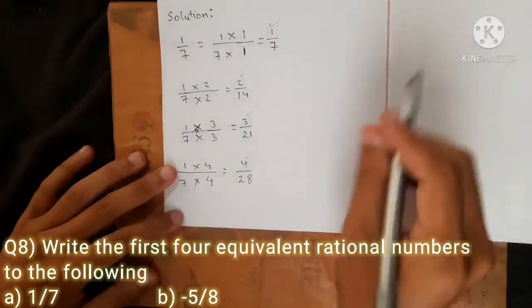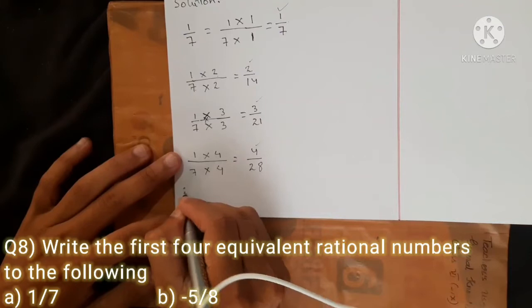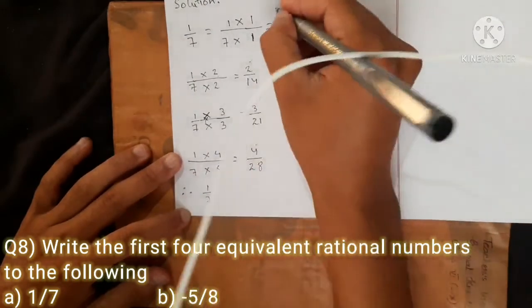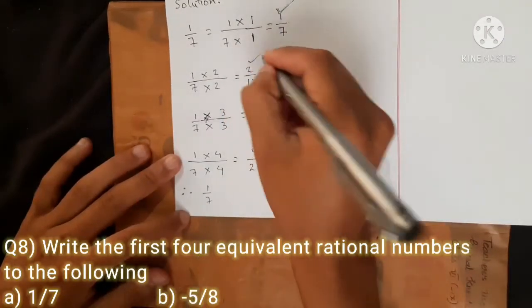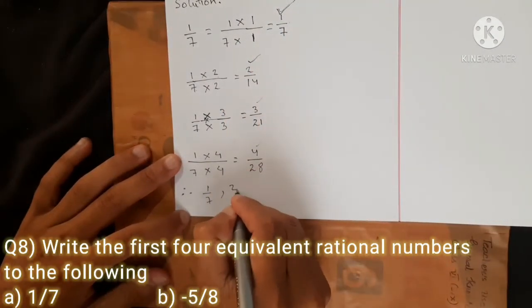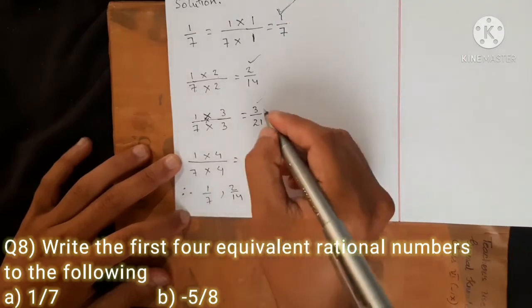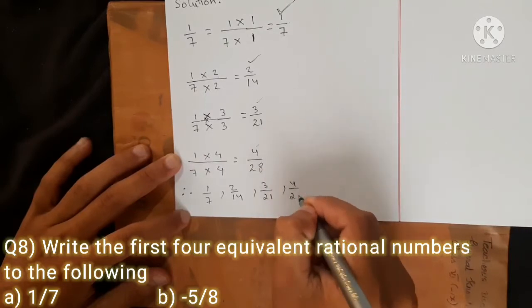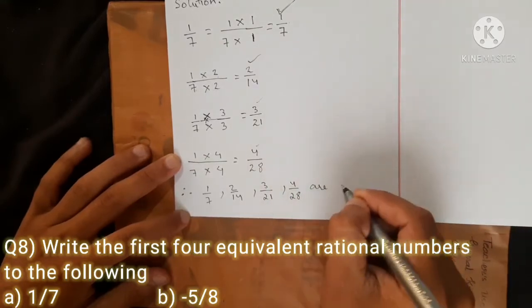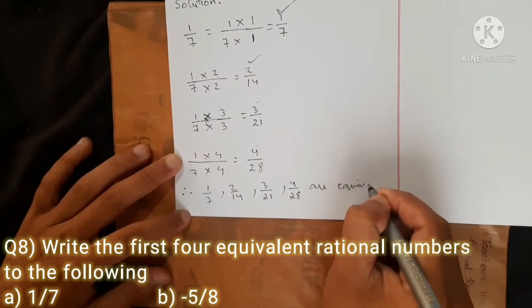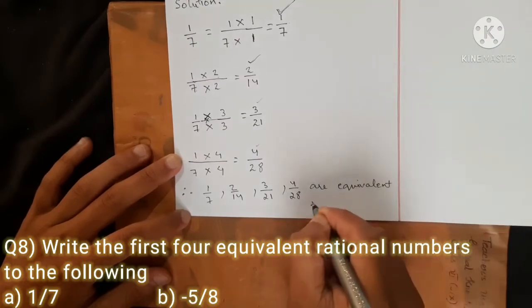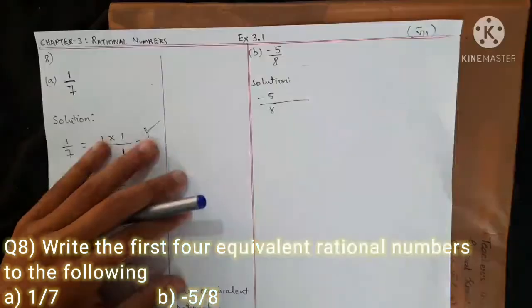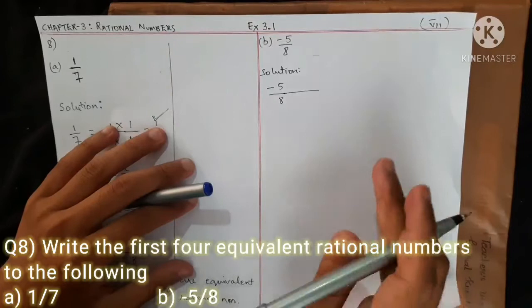Therefore 1 by 7, 2 by 14, 3 by 21, and 4 by 28 are equivalent rational numbers. So next, minus 5 by 8.